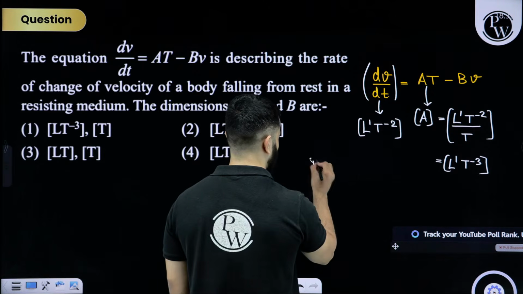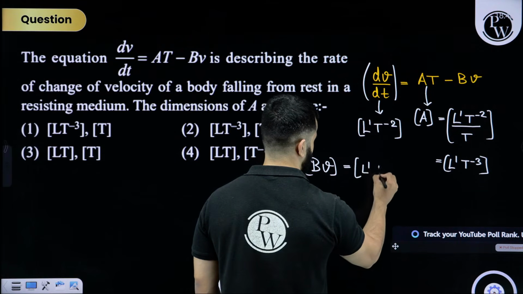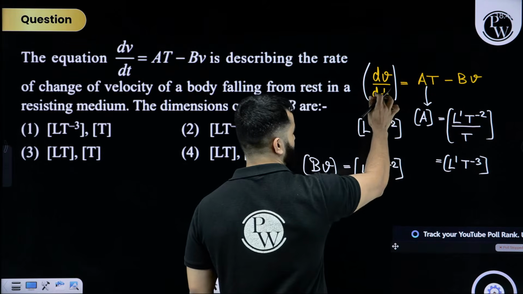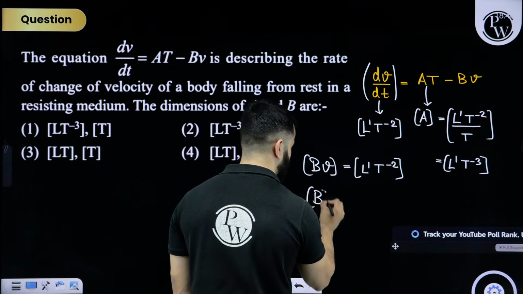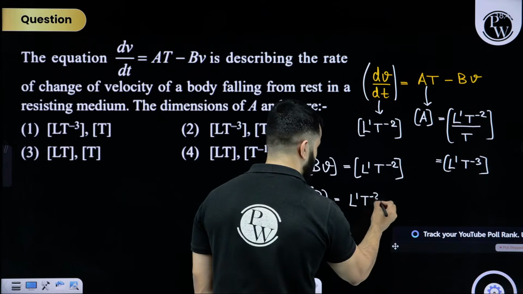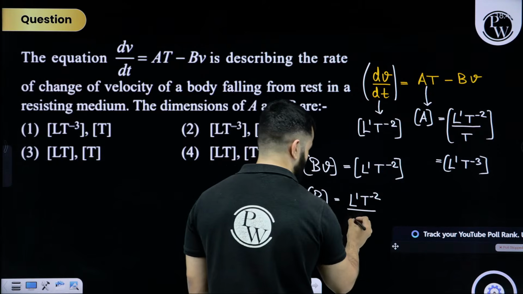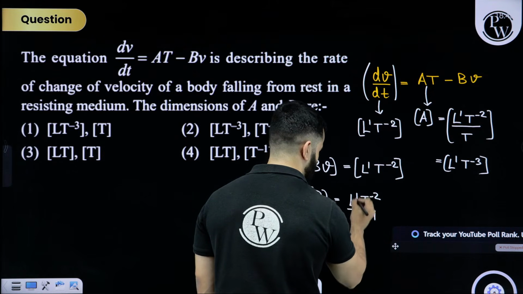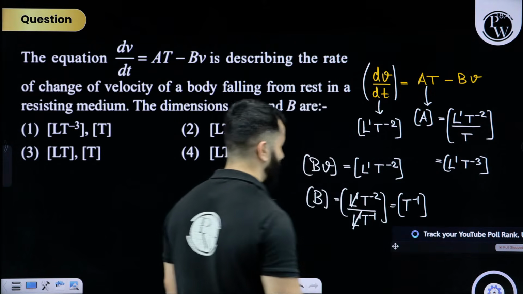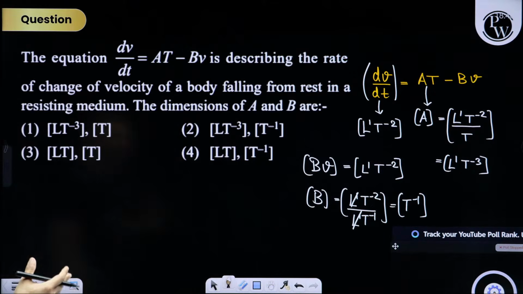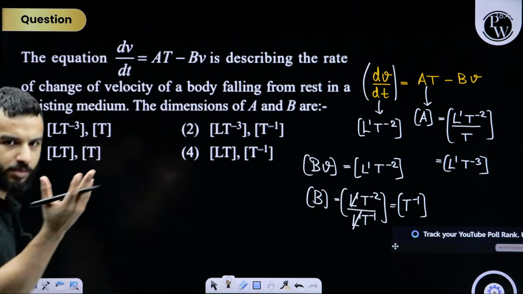The same thing will happen with bv. The dimension of this will be the same as that of acceleration, right? Because this whole thing is acceleration. So B will have the dimensions of acceleration divided by V, and I'm believing V is nothing but velocity, right? So that is L1 T minus 1. So this gets cancelled out and we are getting T minus 1 as the final answer for B. So first of all, L1 T minus 3 is only in option 2, and then T minus 1, so the second is the correct option.